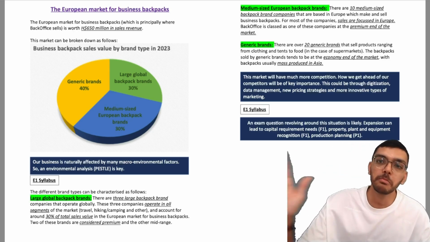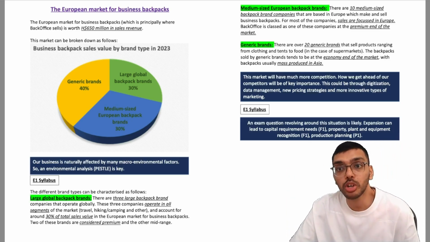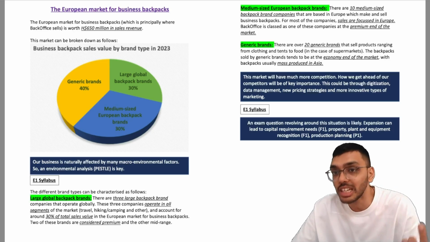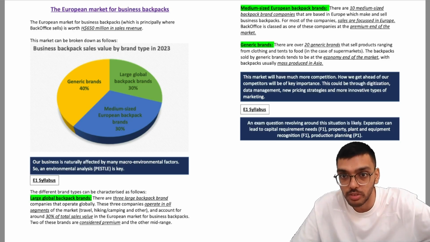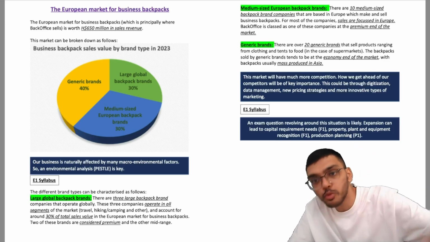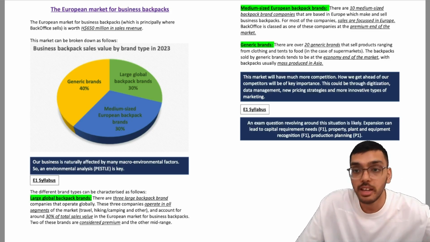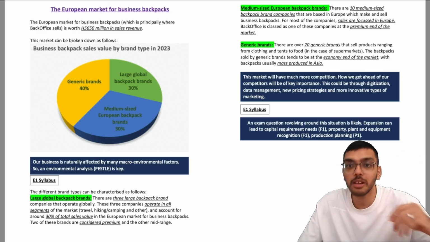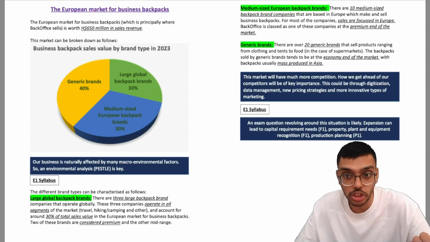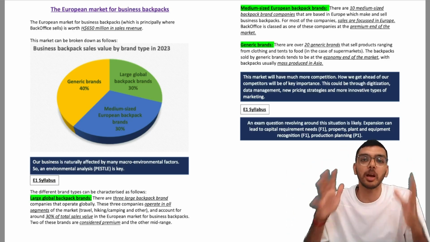So this market will have much more competition. How we get ahead of our competitors is very important. This could be through digitization, data management, new pricing strategies, marketing techniques. I've already spoken about this. An exam question revolving around this situation is likely where you are expanding. Maybe you are expanding into travel. Maybe you are expanding into camping. So if you are expanding, property, plant and equipment recognition, production planning, pricing, costing, anything can come up because the business is growing.